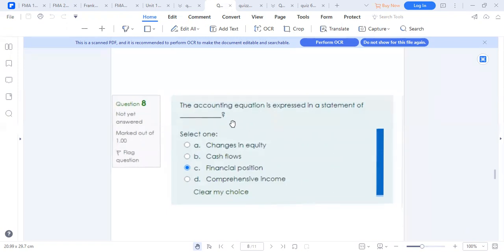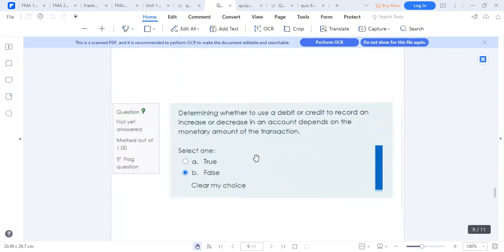The following accounting equation is a statement of the balance sheet, which is the financial position. So the accounting equation is fulfilled. We have two types of balance sheets, the account form and the vertical form. Determining whether to debit or credit depends on the element, whether it's an asset or a liability.